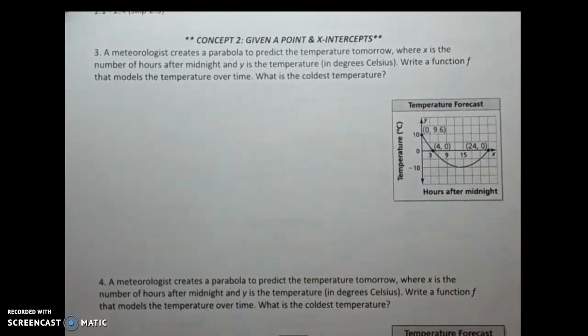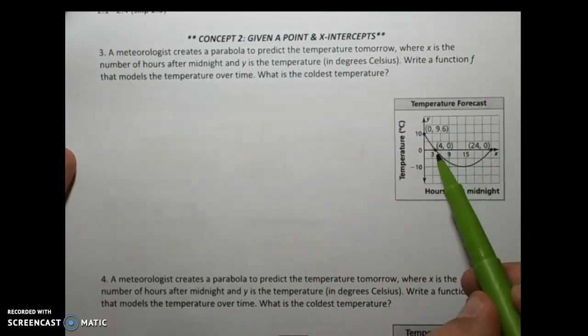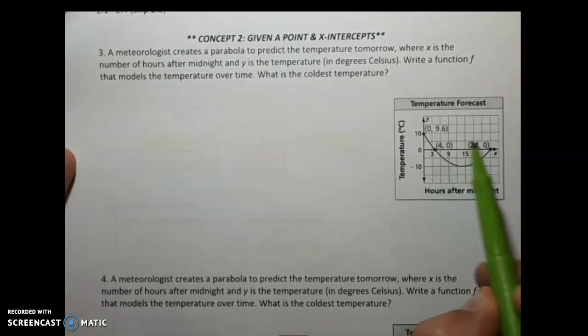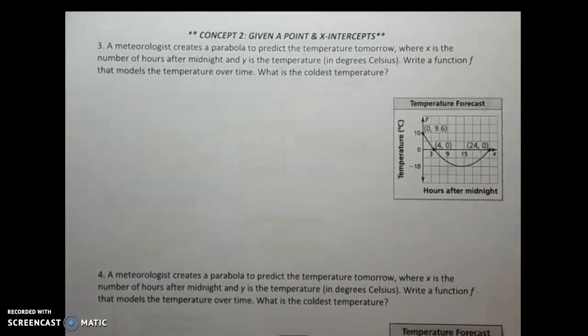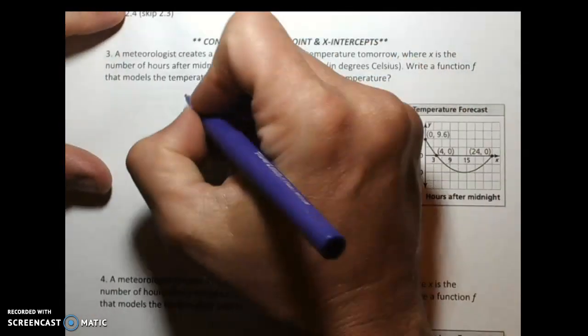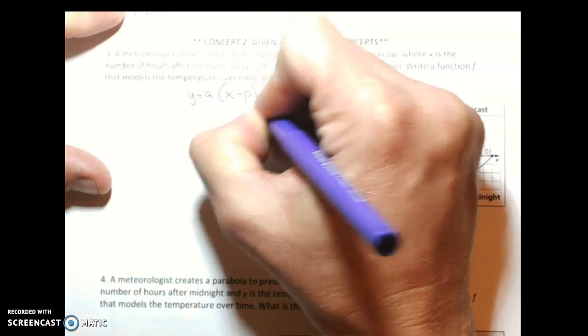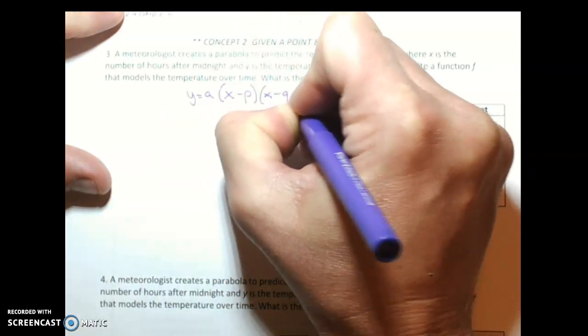Alright, concept 2. We are given a point and x-intercepts. They already tell you what's going on, which I already know. I'm going to end up using my intercept form, but if I look right here, you can see that I have the intercepts and a point. So intercept form looks like this. Switch the pens. Y equals A times quantity x minus p times quantity x minus q.